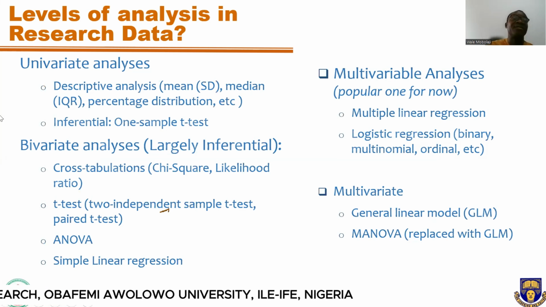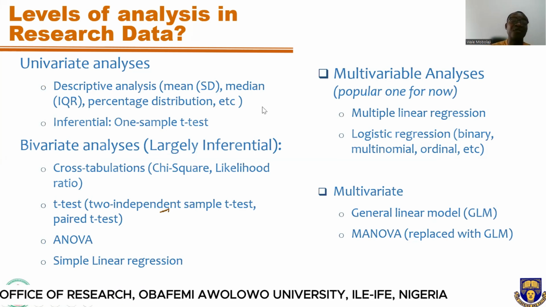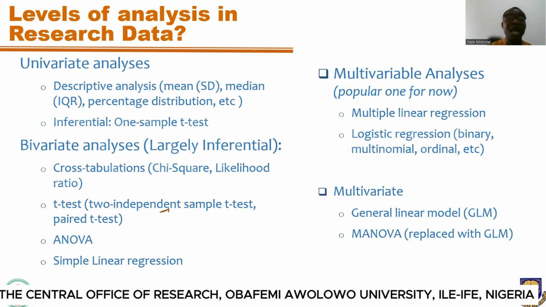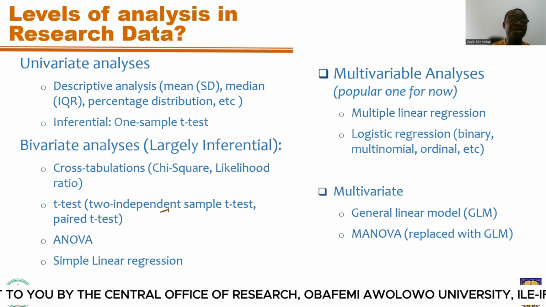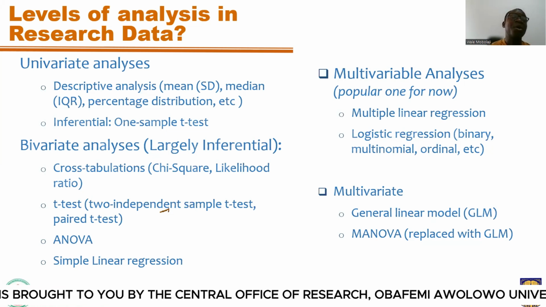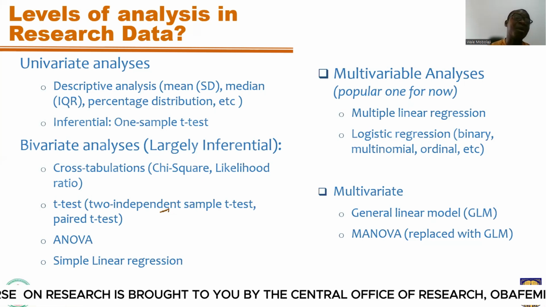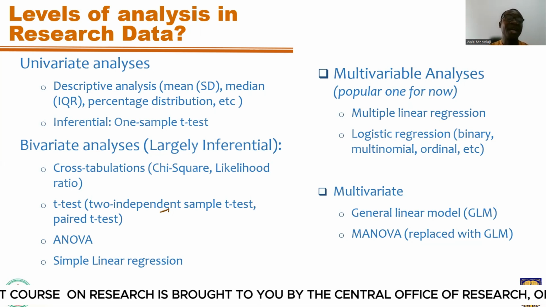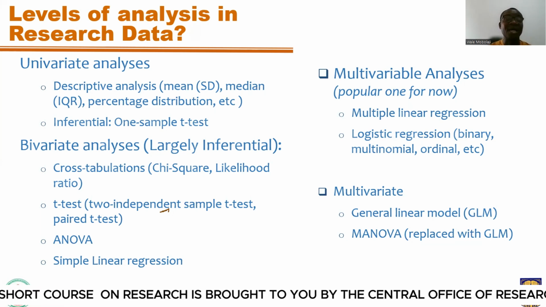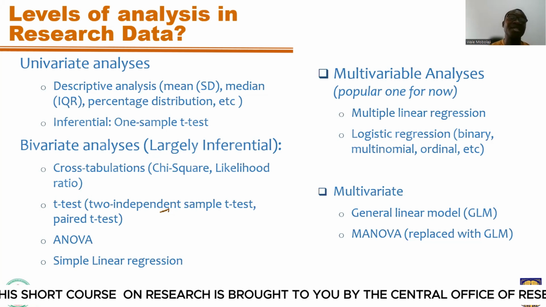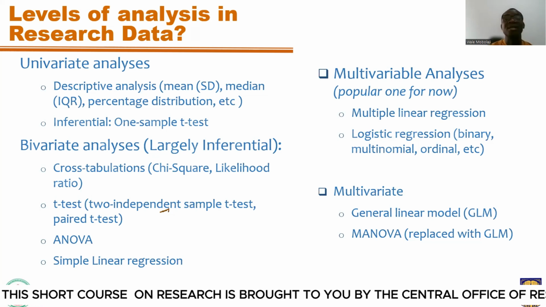Now, there are different levels of data analysis that you could carry out. Having understood all the conditions, you have understood your type of research design, so there are different kinds of analysis you could carry out. Levels of analysis. You begin from the univariate analysis, then you do some bivariate analysis as well, and largely, bivariate analyses are inferential. You could also do some univariate analysis that are also inferential in nature. And then you also do multivariable analysis, and where necessary, you do multivariate.